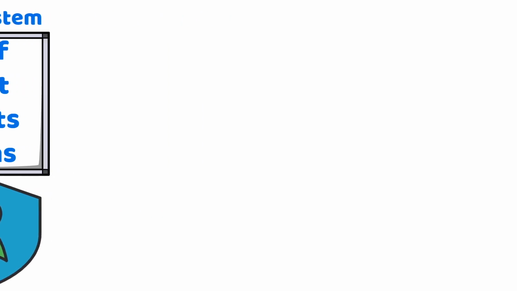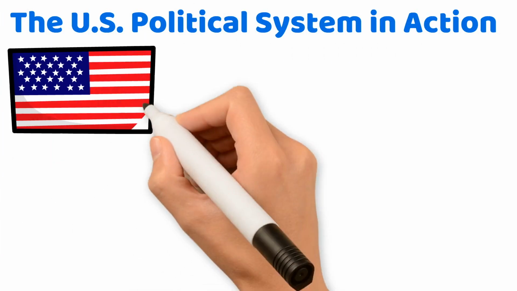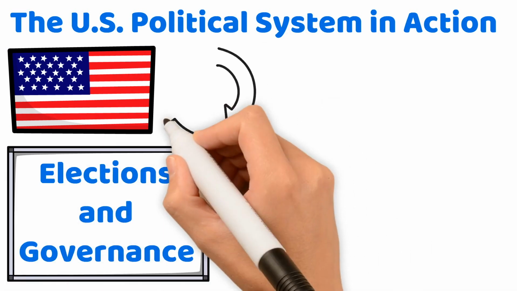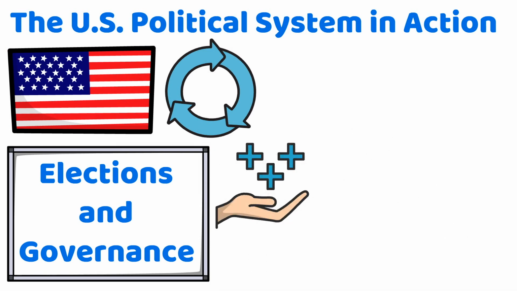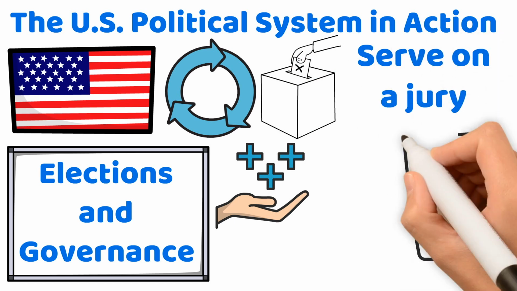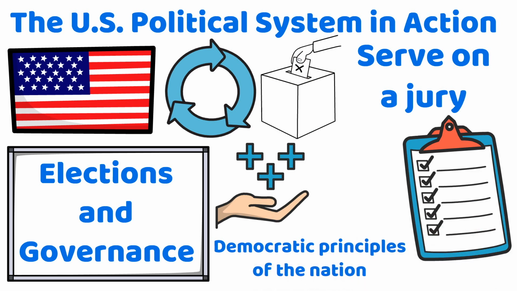From documents to daily life, the U.S. political system in action. In the U.S., the political system is not just about elections and governance. It's about how these elements translate into everyday benefits and responsibilities for its citizens. From the right to vote to the obligation to serve on a jury, these civic duties are foundational to maintaining the democratic principles of the nation.